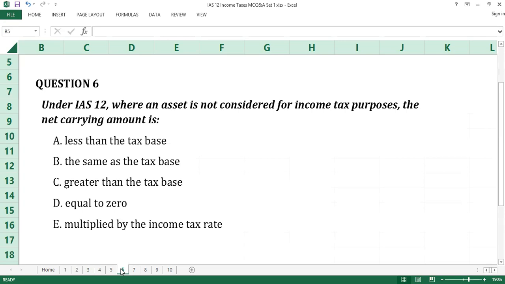Question number 6. Under IAS 12, where an asset is not considered for income tax purposes, the net carrying amount is dash. A, less than the tax base. B, the same as the tax base. C, greater than the tax base. D, equal to 0. E, multiplied by the income tax rate.